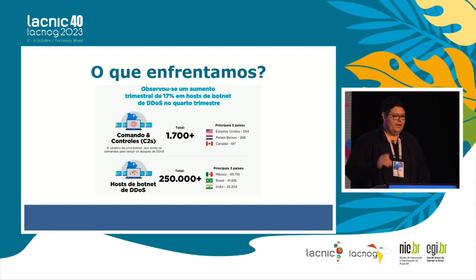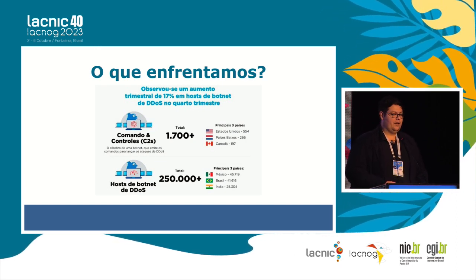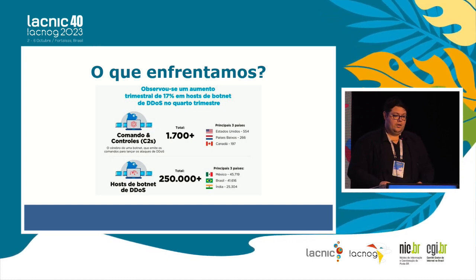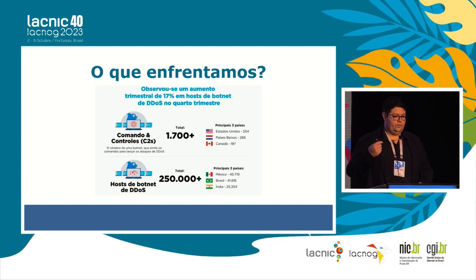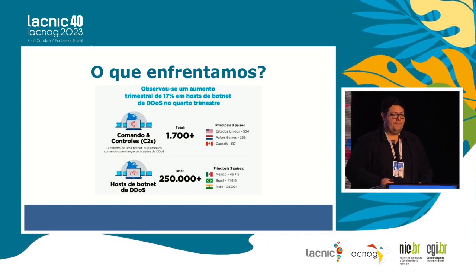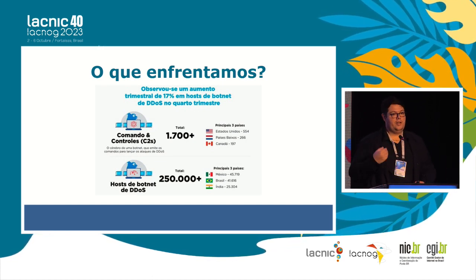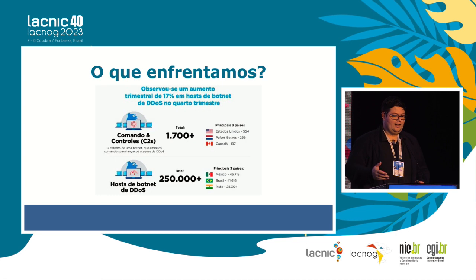Regarding the composition and the players of this fake traffic, we had a quarterly increase of 17% in botnet hosts. Now, this is a scenario that ends up extending to 2023. In 2023, we have identified more than 1,700 command and control centers, and the largest number of them are in the United States, Netherlands, and Canada. Then we have the botnet hosts of DDoS. They have the infrastructure for conducting the attacks. We have more than 250,000 botnet hosts for DDoS.